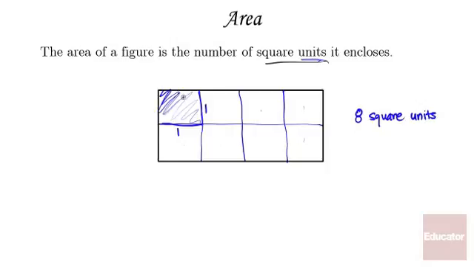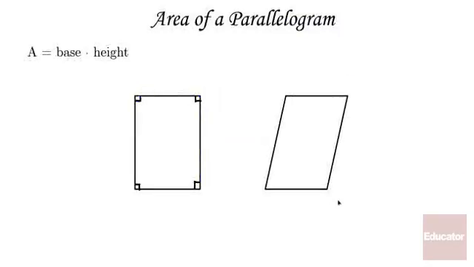It's how many square units it's covering. If I say this is 1 inch, then this is 8 inches squared. 8 square units is 8 inches squared. That's the area. Now, we know the area of a rectangle is base times height. Area equals base times height. A rectangle is a type of parallelogram, right? We learned that in the previous lesson. That formula applies to rectangles and to parallelograms.